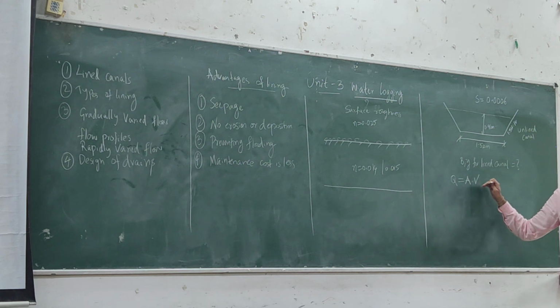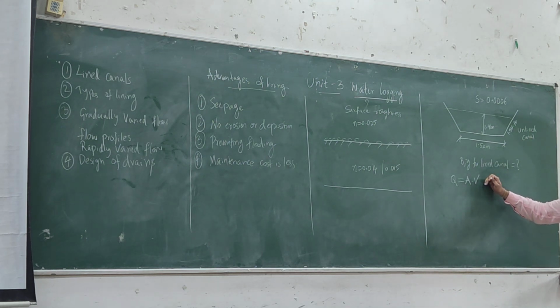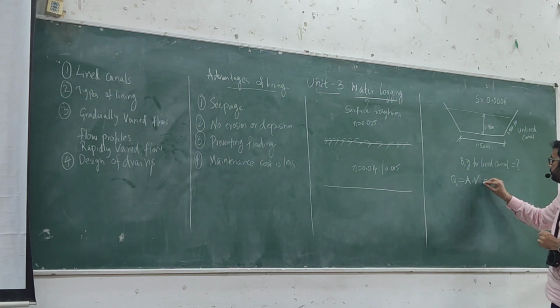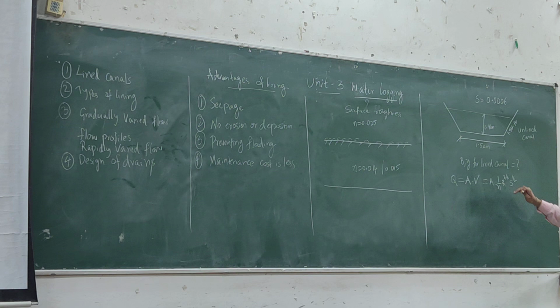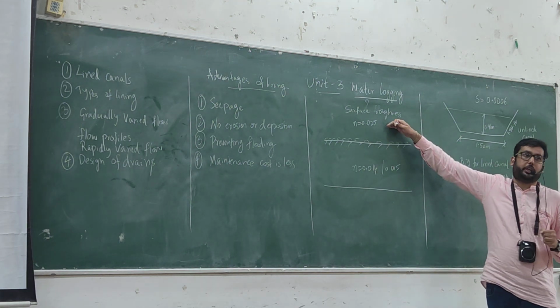What are the known parameters in this? A, we can calculate A for a trapezoidal section. And what about the velocity? We use the Manning's equation to get velocity. And since this is an unlined canal, you can use n as 0.025.